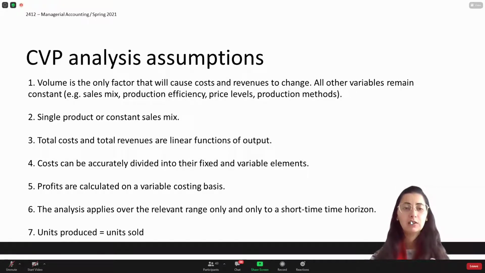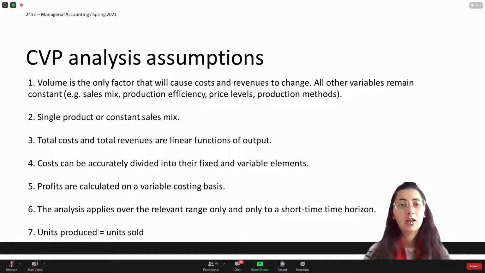Now, what are the assumptions that we need to take into account when we do this kind of analysis? First is that volume is the only factor that causes costs and revenues to change, meaning that all other variables remain fixed, remain constant in terms of the sales mix, in terms of the efficiency of production, in terms of price levels, in terms of the methods of production. So all of these remain constant during the period of analysis.